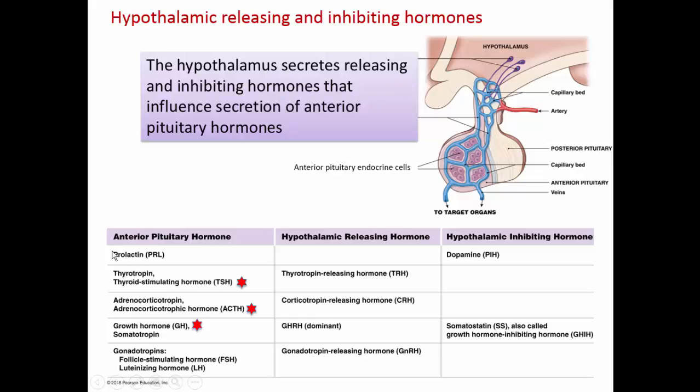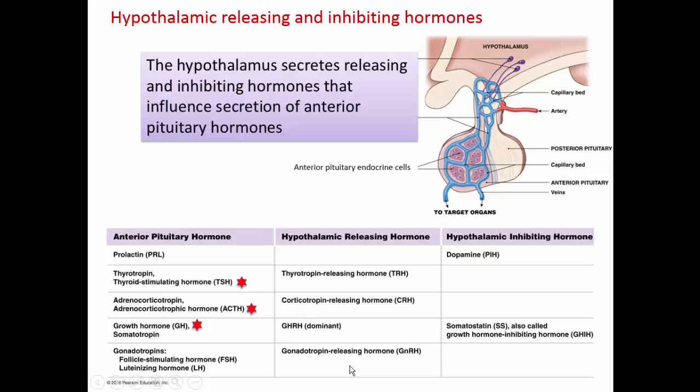If we have a look at the table on the bottom of the slide, in this column are listed the anterior pituitary hormones. You'll see in some cases there's more than one name for a particular anterior pituitary hormone. The red star is next to the term that's most used. So it's recommended that you use this term in this topic. You don't need to memorise both terms, just the one with the star next to it.